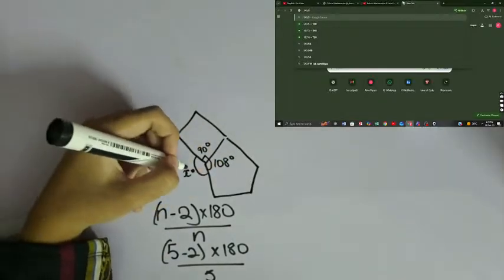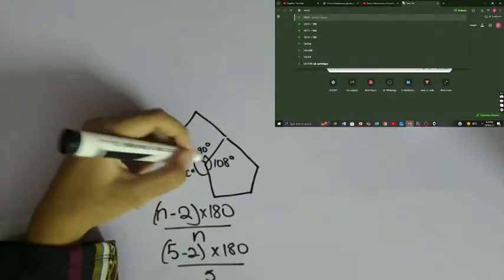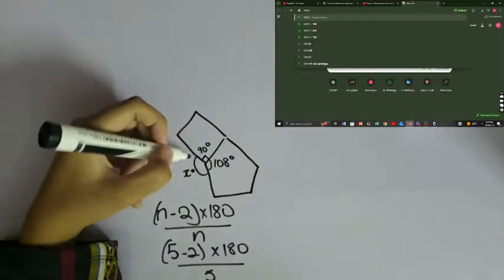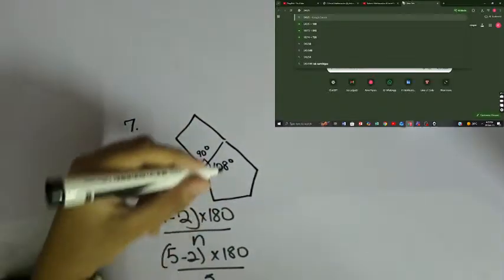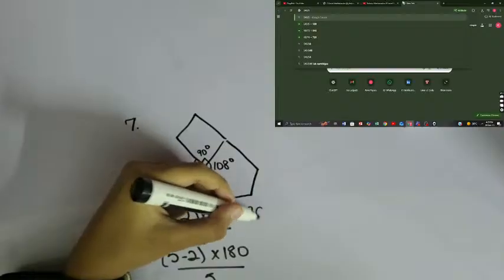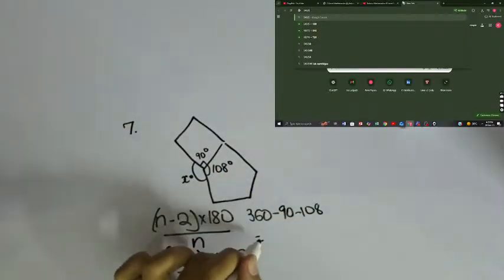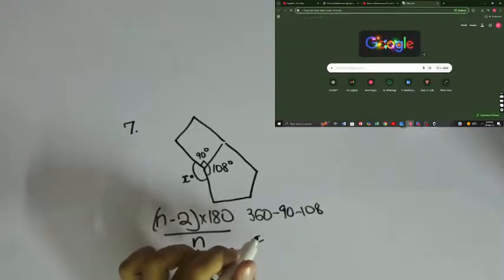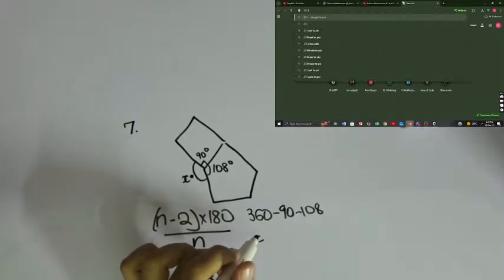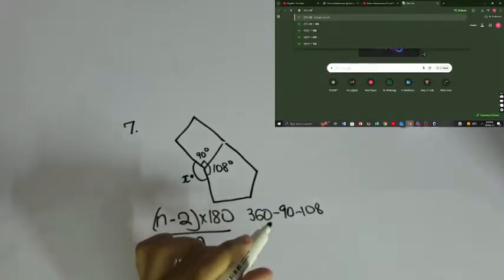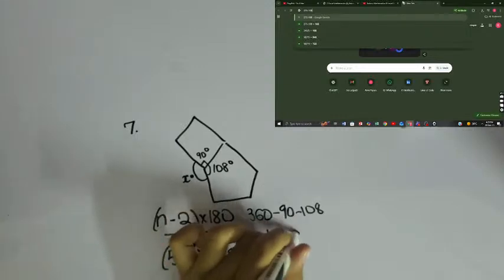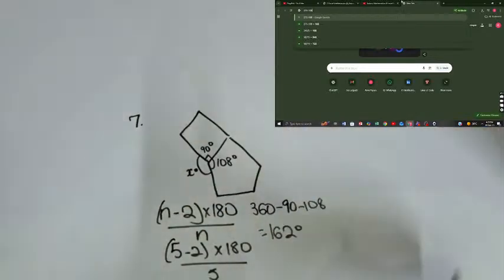Now they're asking us to find x. As you can see, this is an entire rotation, so its total angle is equal to 360. To find x, we basically do 360 minus 90 minus 108. 360 minus 90 is 270, and 270 minus 108 is equal to 162. So x is equal to 162 degrees.